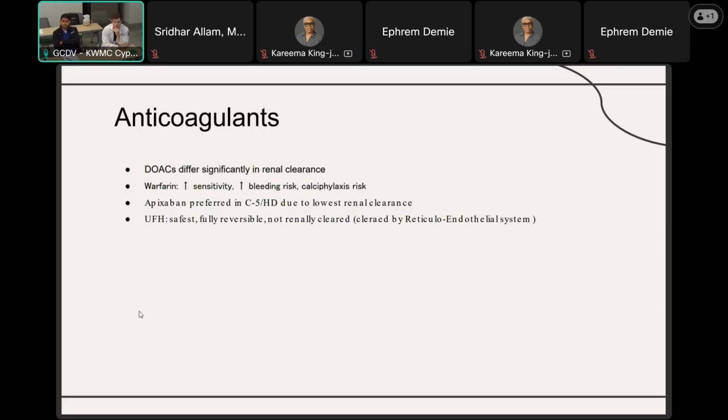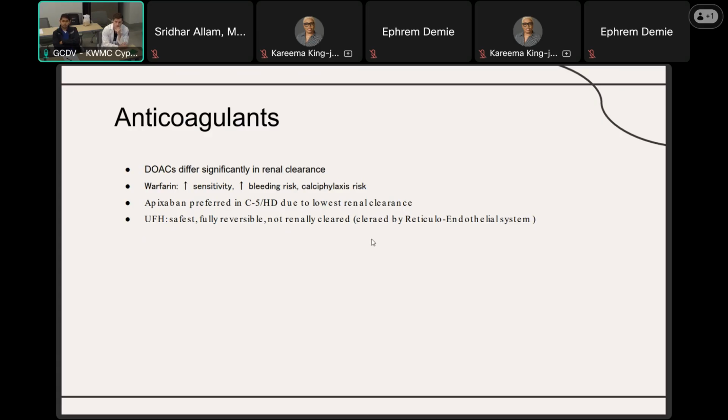DOACs are. So out of the ones that we talked about, apixaban, which is a DOAC, is the preferred medication in CKD5 and hemodialysis. Why? Because it has the lowest renal clearance, as we'll see in the next slide. And what about unfractionated heparin? Unfractionated heparin is actually not renally cleared, and also important to know, it is not significantly removed by dialysis.